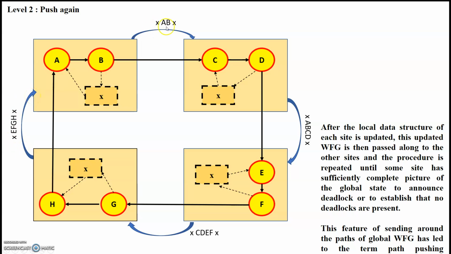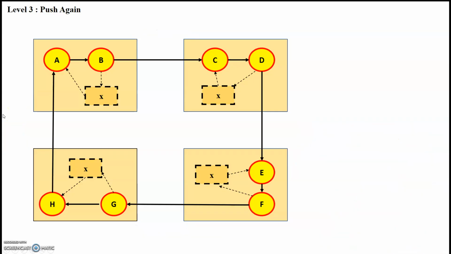Now again compare this. The x a b x, and the last message received from site 4 at site 1 is x e f g h x. That is not common. So here again deadlock is not detected. So we have to push the path once again.